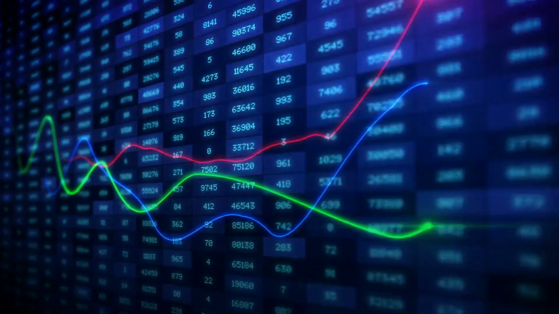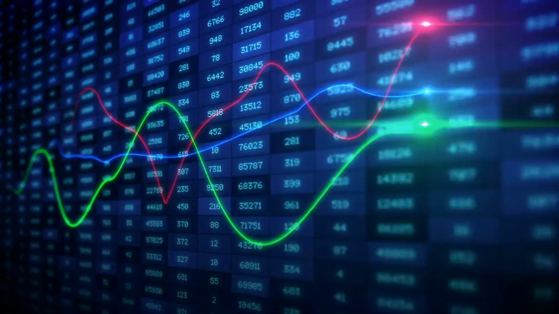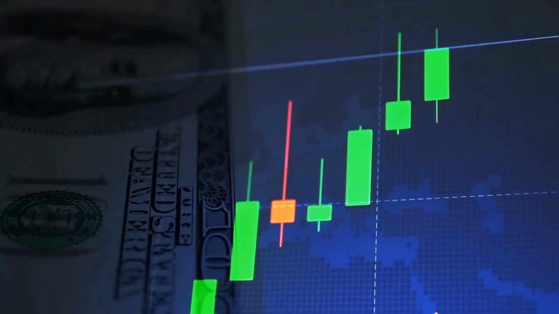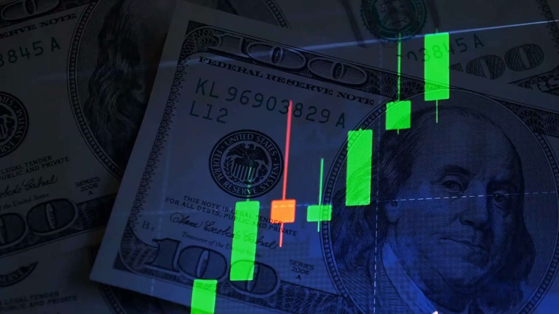The expiration date is usually several months or years in the future, but it can be as short as a few days or weeks. The expiration date is an important factor in determining the potential profit or loss for the option holder.